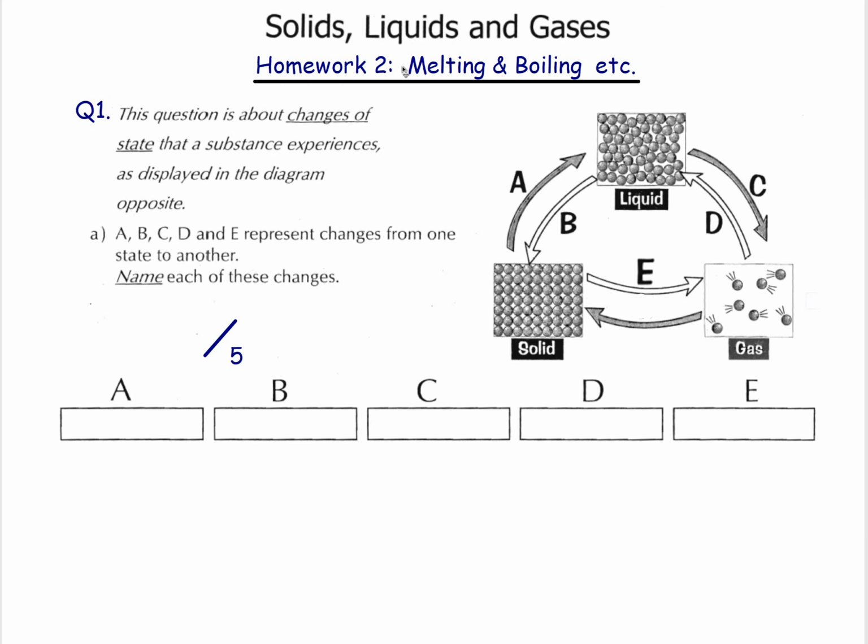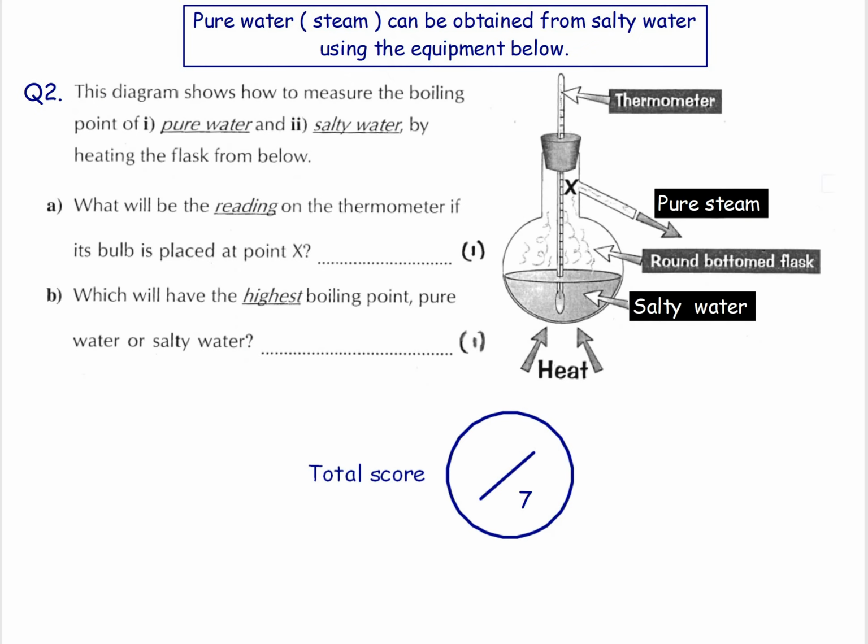Now, you can have a go at homework 2 on your own. Write it into your books. That's question 1 from homework 2. And there's question 2 from homework 2. You give it a go. It's out of 7 marks. We'll mark this on your return.